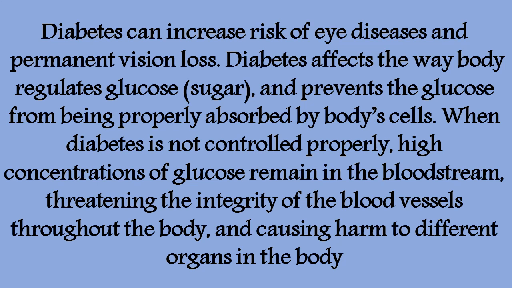Diabetes affects the way the body regulates glucose, sugar, and prevents the glucose from being properly absorbed by the body's cells. When diabetes is not controlled properly, high concentrations of glucose remain in the bloodstream, threatening the integrity of the blood vessels throughout the body, and causing harm to different organs in the body.